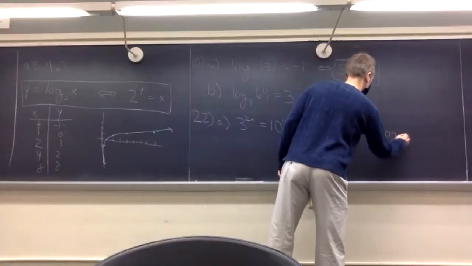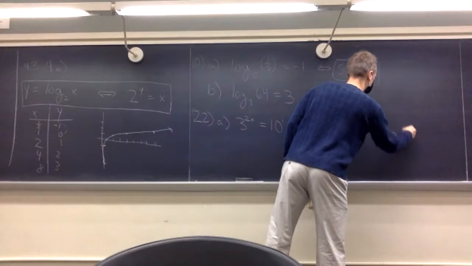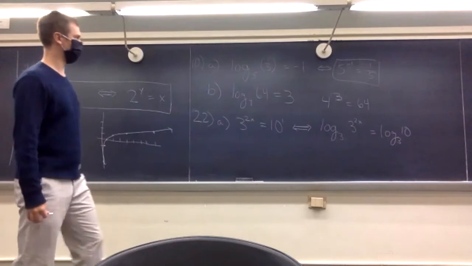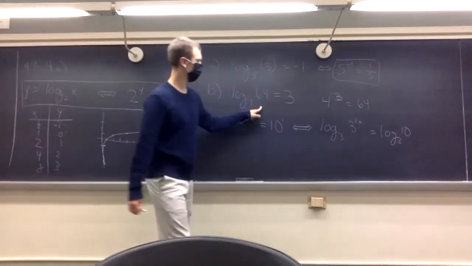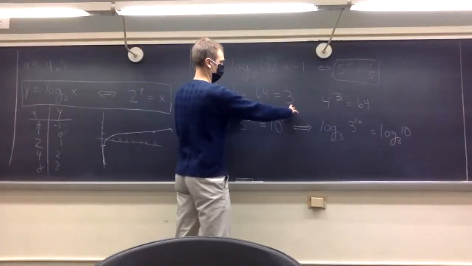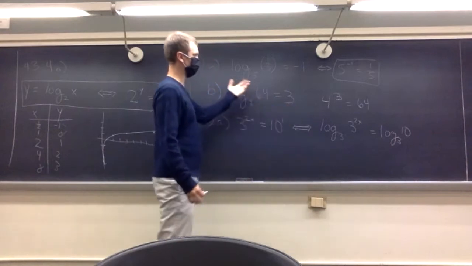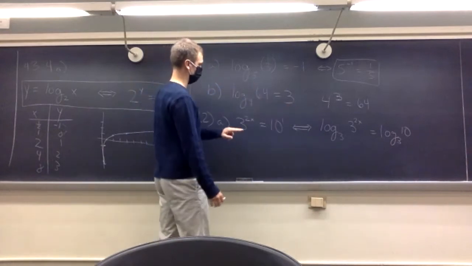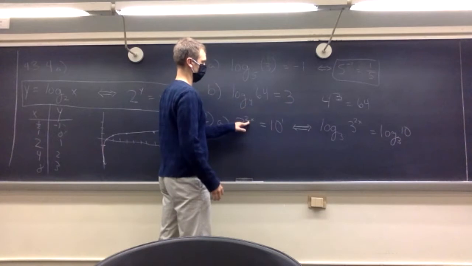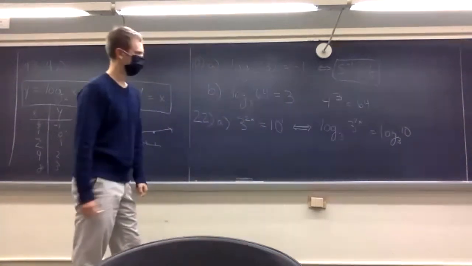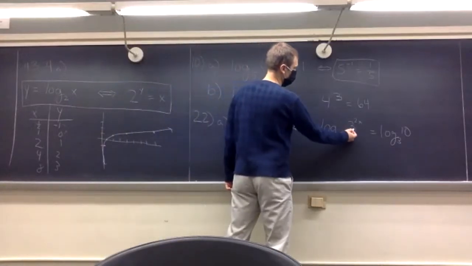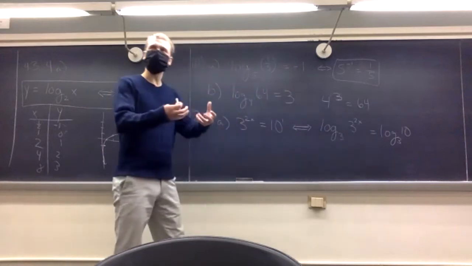Equals log base 3 of 10. Okay. I wrote it this way instead of going right to this idea. I could have easily said base 3, 10, is 64, essentially, right? I could have said here, 2x is the power, so that's 3, is log base 3 of 10. But I wanted to write it this way because when you have a log base 3 of an exponential with the base 3, essentially that cancels it out.